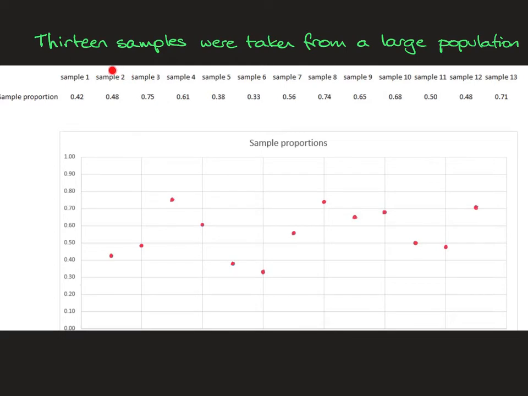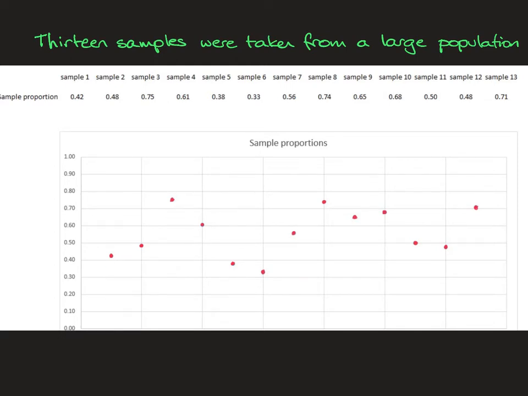I then generated another sample. Its sample proportion was 0.48, and you can see 0.75, 0.61, 0.38, and you can see each sample is generating a different value for the sample proportion, and that's what you would expect because the sample proportion is a random variable. The aim of all these sample proportions is to estimate what the population proportion is.